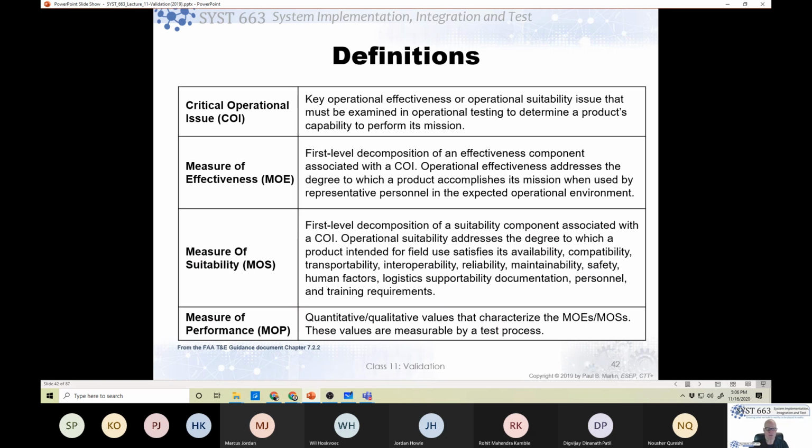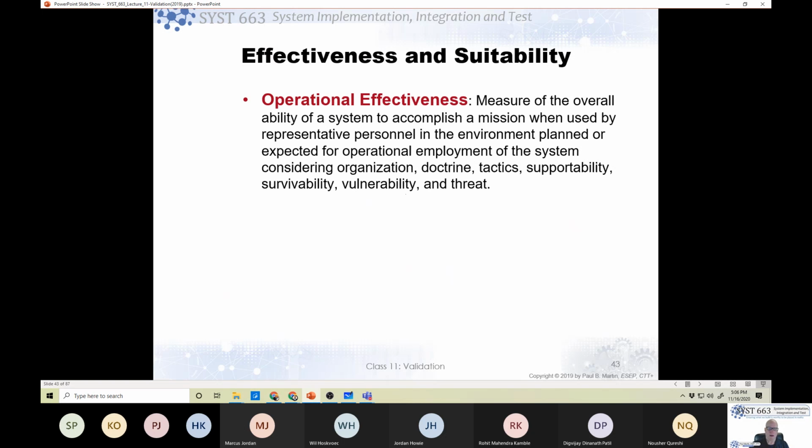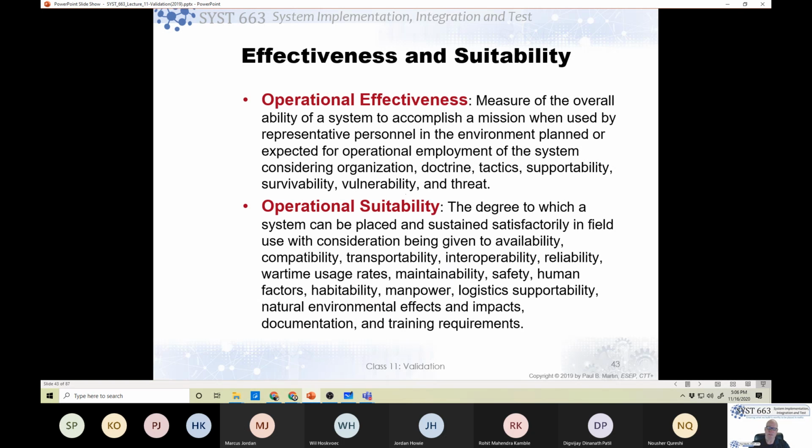These are some definitions. I've already covered them, but I put them in a chart for you. All right. So effectiveness is the ability of the system to accomplish its mission. Suitability is the degree to which the system can actually be sustained in the field, and it's available when it needs to be. It's safe, it's reliable. A lot of these, if you read them, there are a lot of ilities that are involved, if you've ever heard of that, like supportability, habitability, maintainability, things like that.